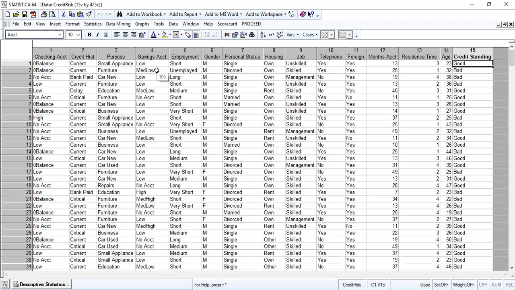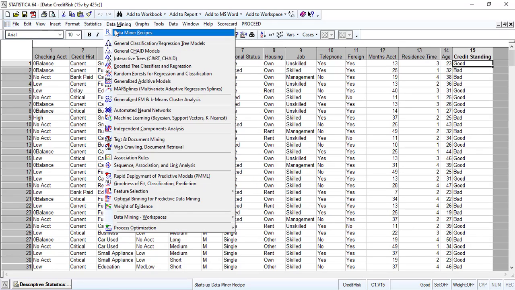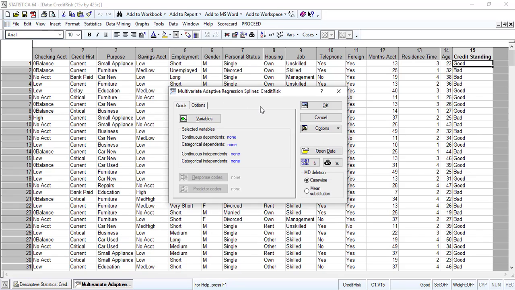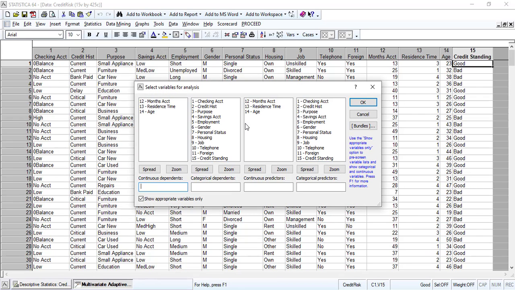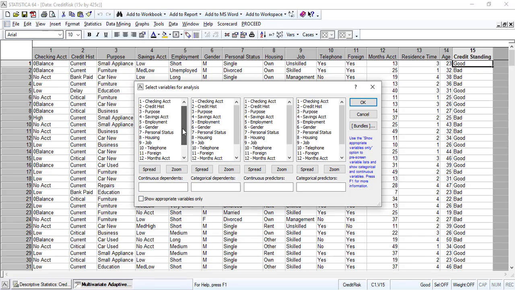MARSplines. Okay. Multi-variable adaptive. Okay. So, we need to select our variable. Now, if some of you want, you can just choose to display only the appropriate variable. But remember what we said at the beginning. MARSplines has the ability to also deal with continuous data. But if it's not continuous, it's no problem, right?